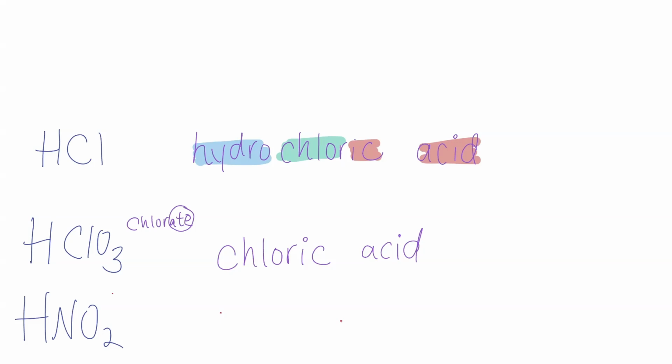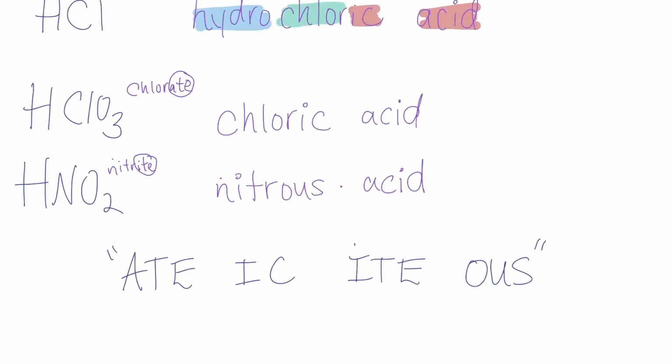Similarly, in our second example, we're going to identify what our polyatomic ion is. We just used HNO2 in one of our examples. NO2 minus is nitrite. Okay, weak acid. The ITE is going to change to OUS. Nitrous acid.